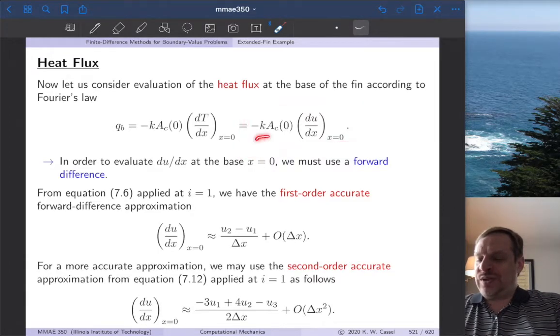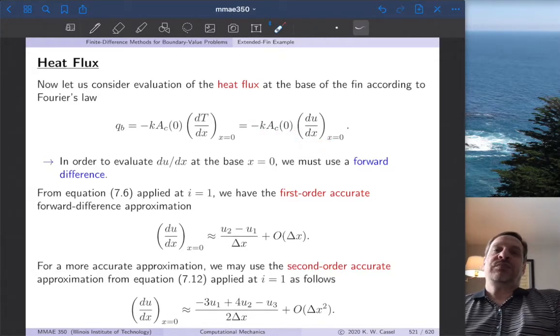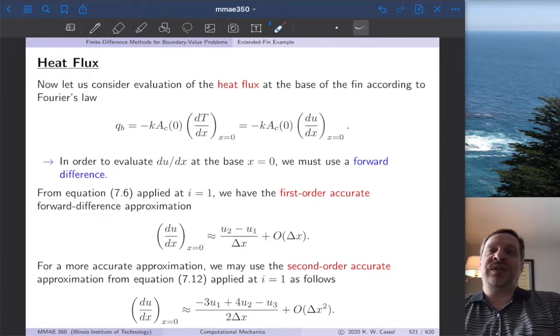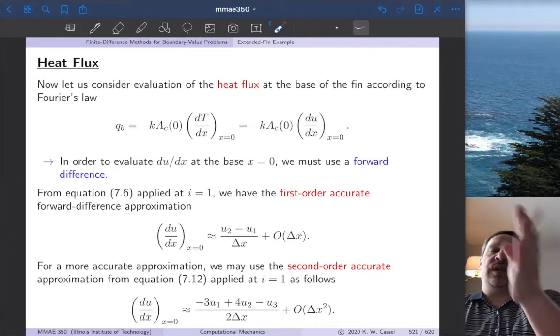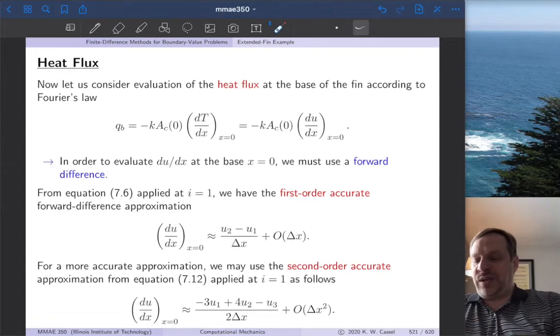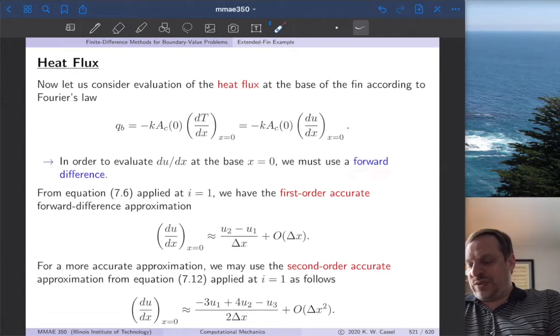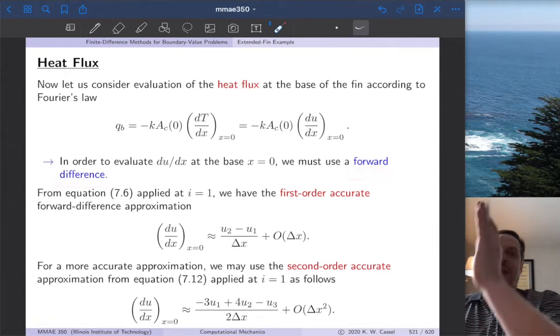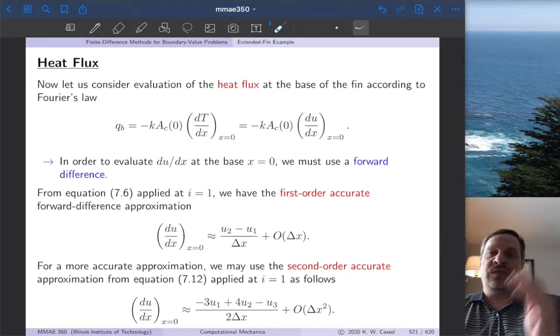Now K is just a constant, A sub C at 0 is just a constant, so we need to evaluate the du dx. Now, of course, that's a derivative, so our first thought would be, oh, well, let's just use a second order accurate central difference. The problem is a central difference would use a point outside the domain. So instead, we have to use forward differences. So we'll use forward differences starting at the base and moving forward.